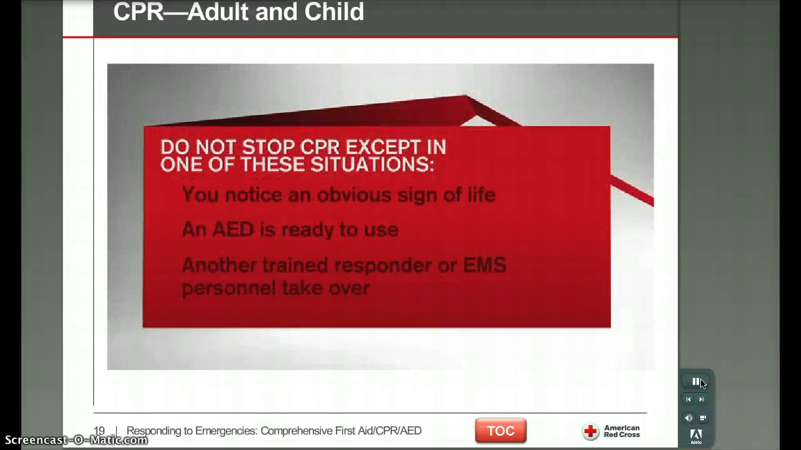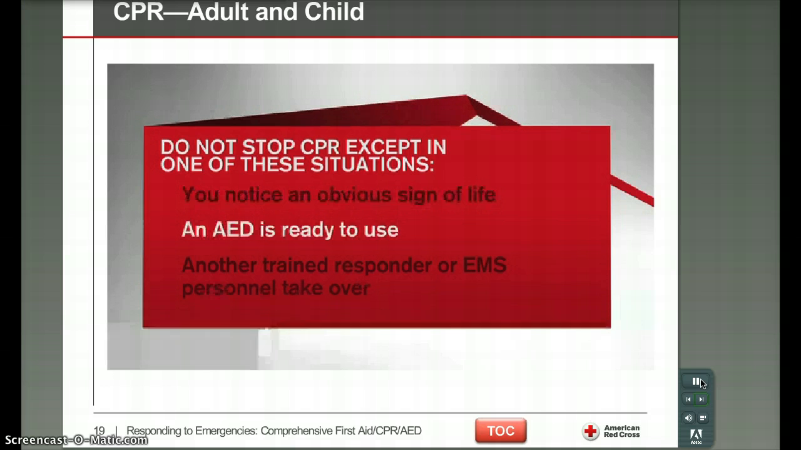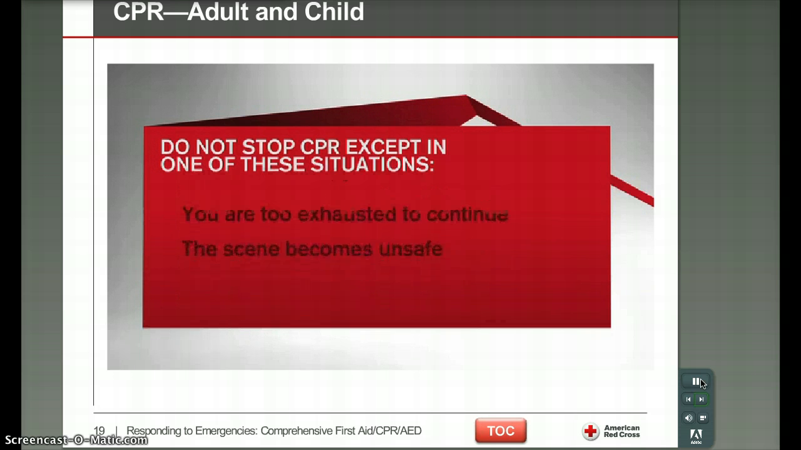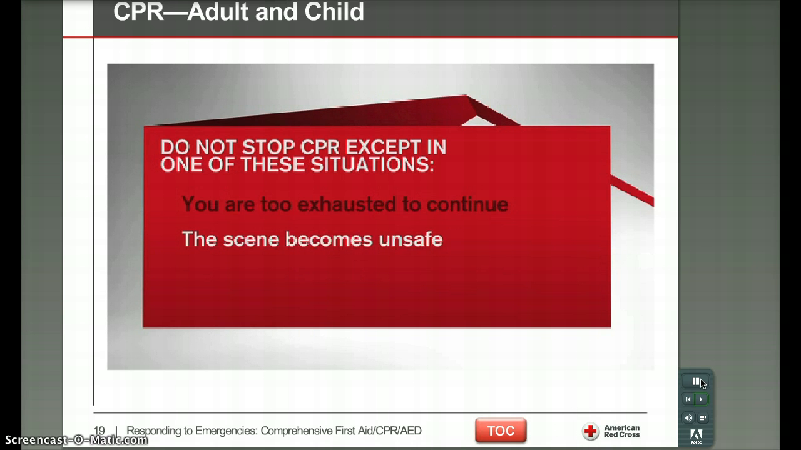Do not stop CPR except in one of these situations. You notice an obvious sign of life. An automated external defibrillator, or AED, is ready to use. Another trained responder or EMS personnel take over. You are too exhausted to continue. Or the scene becomes unsafe.